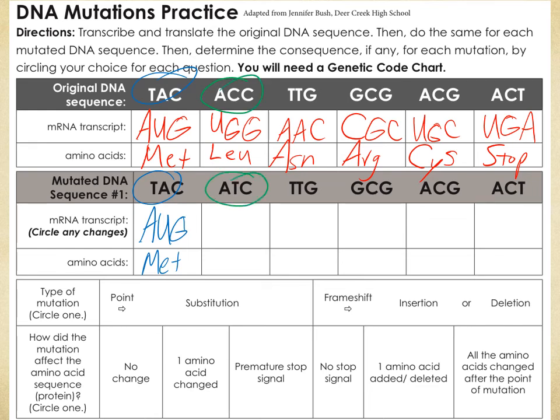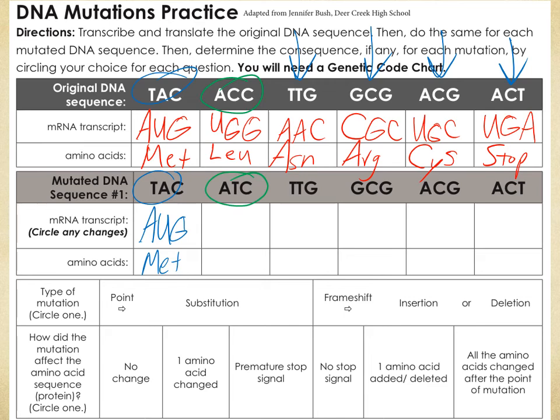Let's see if the rest of the protein was anything different. TTG is in both places right here on the third spot. So I'll come back to that later. GCG and GCG are the same right there. ACG is the same in that column, and ACT is the same in that column. So let's just go back to ATC and see what the result of our mutation is.